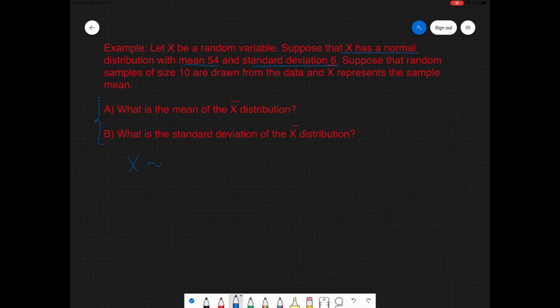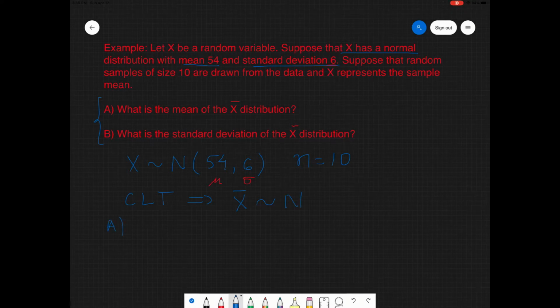So since the distribution of the values of x is normal, with mean of 54 and standard deviation 6, by the central limit theorem, we also have that the sampling distribution of x bar made up of samples of size n, so little n is 10, this sampling distribution is also normal.